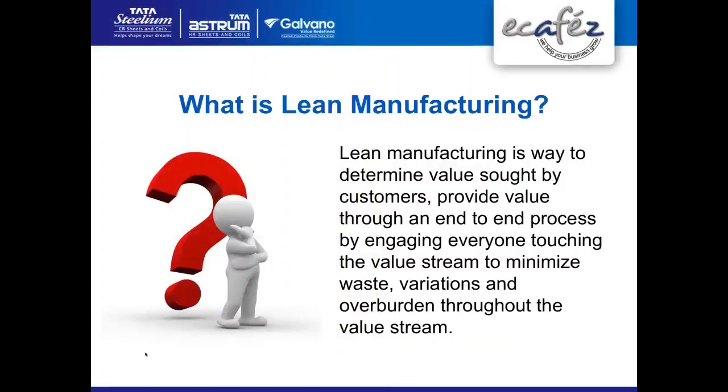It is described as: lean manufacturing is a way to determine value sought by the customers, and provide value through end-to-end processes by engaging everyone touching the value stream to minimize the waste, variations, and overburden throughout the value stream. So basically, quality is no more enough. We have to go beyond quality. We have to supply value to the customer. And who will create the value? All the people who are engaged in creating the product right from beginning to end. Everyone has to change their thinking, improve their competence, and adopt a new way of working to deliver what the customer wants.